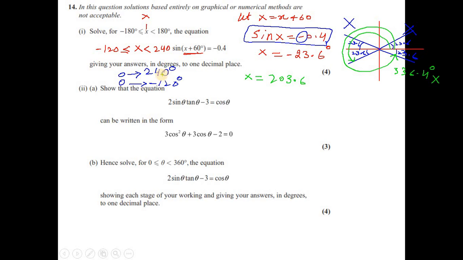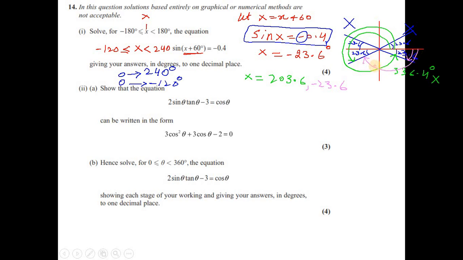Secondly, you need to see if you have more solutions between the interval 0 to minus 120, and this is a negative angle. So you start from the negative angle, and you see from the positive x-axis, this is your first solution, which is this one. So this is minus 23.6. So the second solution is minus 23.6.